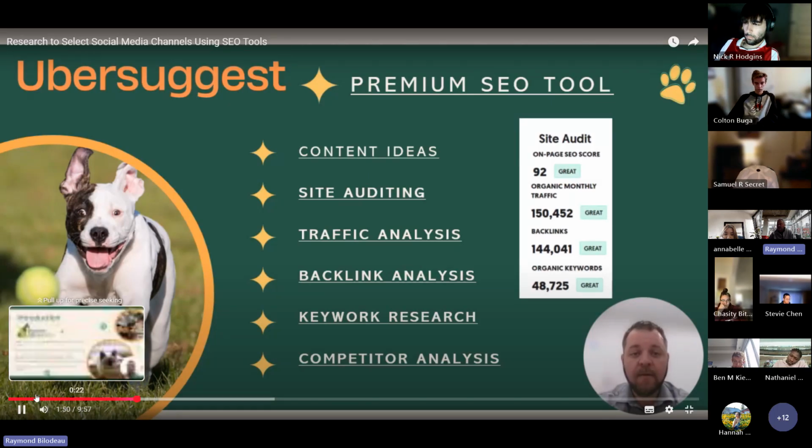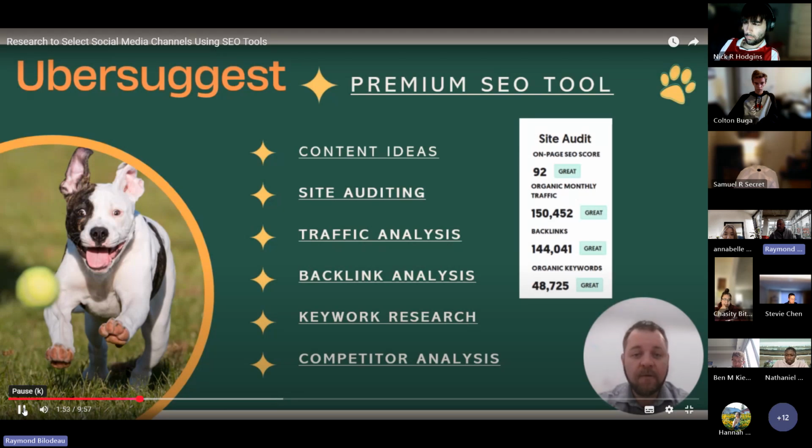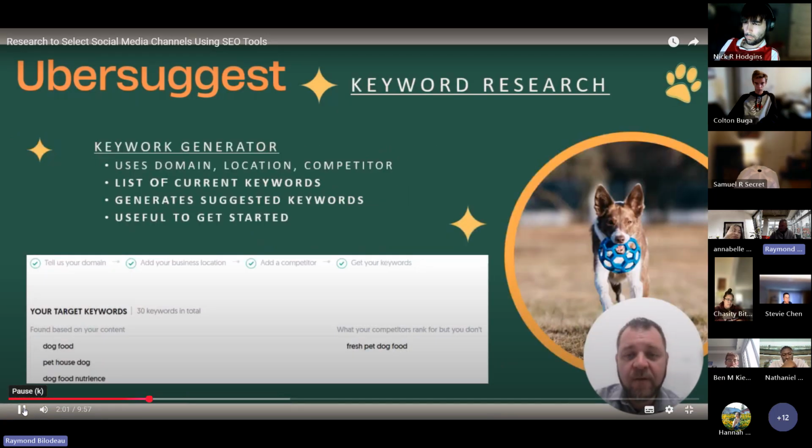And backlinks. From here, you can identify and analyze trends, correct issues, and promote growth. For now, let's focus on its tools for conducting keyword research and analyzing competing content. Uber Suggest has a keyword generator option that uses your domain, business location, and top competitor to provide new keyword suggestions. In this example, the tool has flagged that PetSmart is currently ranking for the keyword fresh pet dog food and recommends adding this keyword to our domain page.